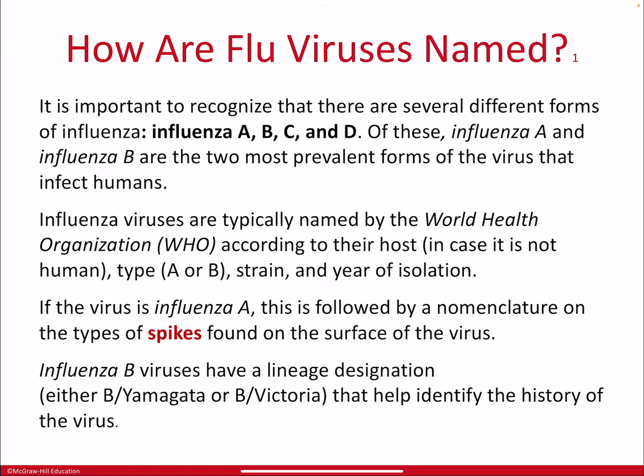Well, how are these viruses named? There are several different forms of influenza: A, B, C, D. A and B are the two most common that affect humans. They're named by the WHO according to their host, in case it is not human, type A or B, strain, and then year of isolation. So if flu A, this is followed by a nomenclature on the types of spikes found on the surface, and they can also have lineage designations too that help kind of identify the history of the virus.